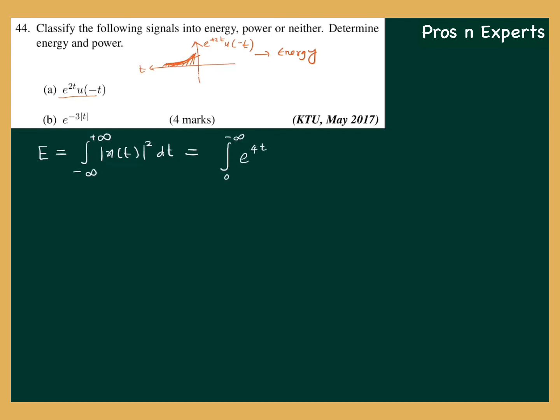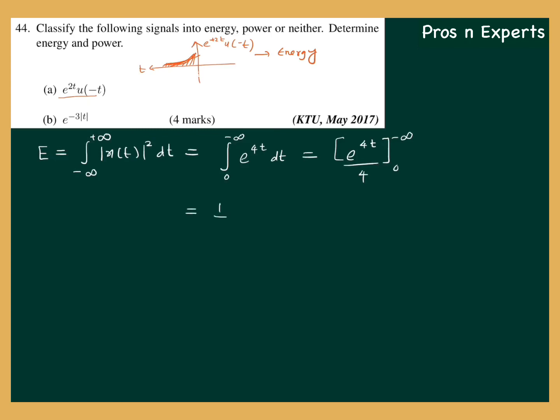Now there is no need to write u of minus t, because the effect of u of minus t is already there in the signal by truncating its positive t part. So e raised to 4t dt. What is this integral? It is e raised to 4t divided by 4 from 0 to minus infinity. Now let us apply the limits.